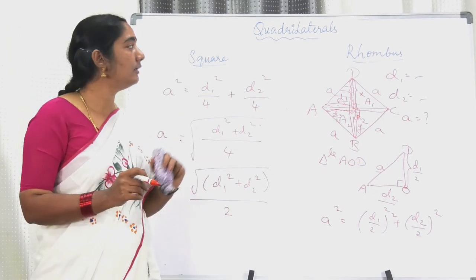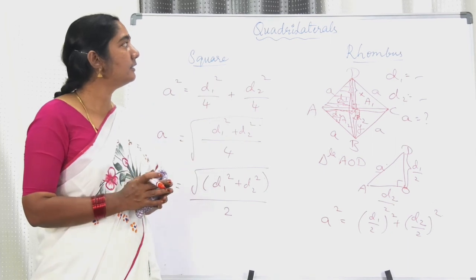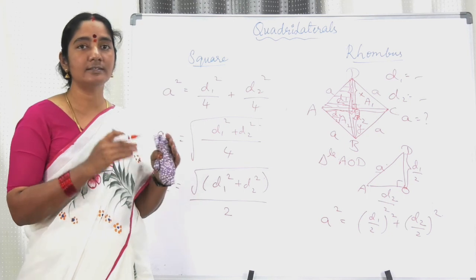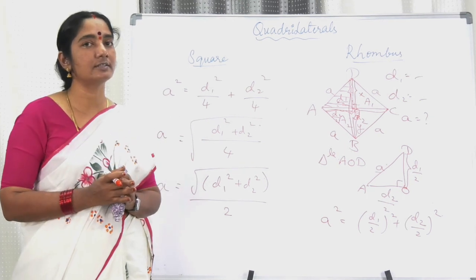Now you understood the difference between a square and a rhombus. This is a part of quadrilaterals. Still we have some more quadrilaterals. We are going to discuss them further.